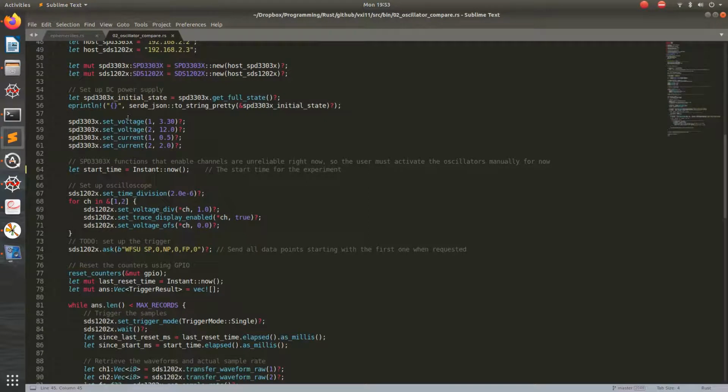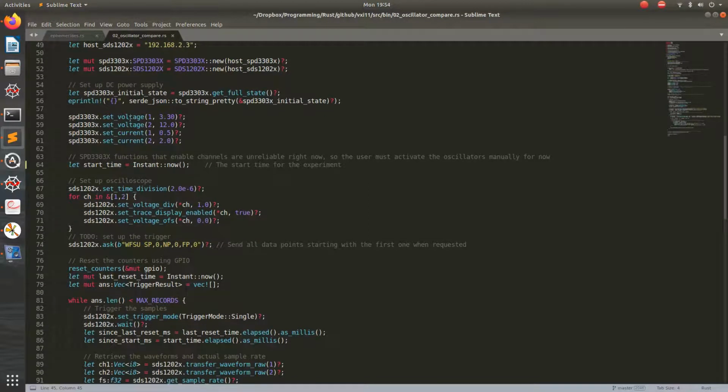It sets the voltage for the two channels, even though it's already set the way I ran it. And then it sets the current limits. You could set it up to where the program controlled the outputs, so it could turn the oscillators on and turn them off. So if you wanted to run a lot of experiments over a long time, you could kind of automate it that way.